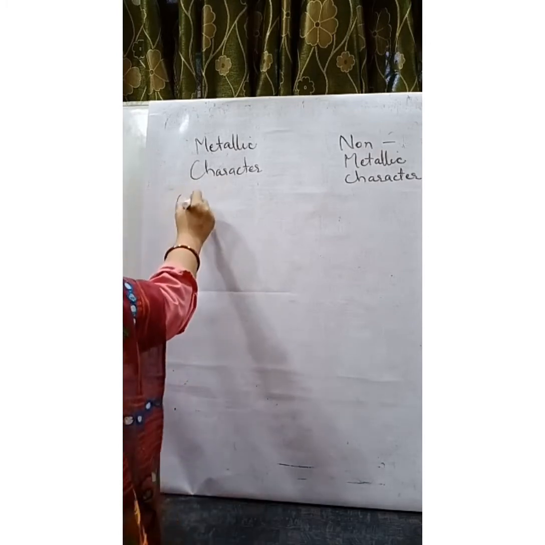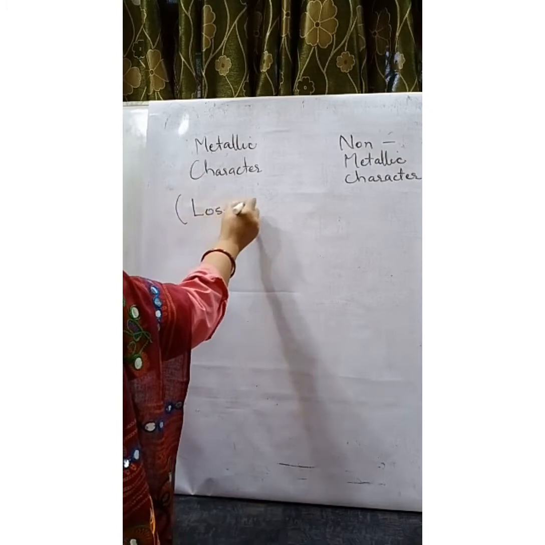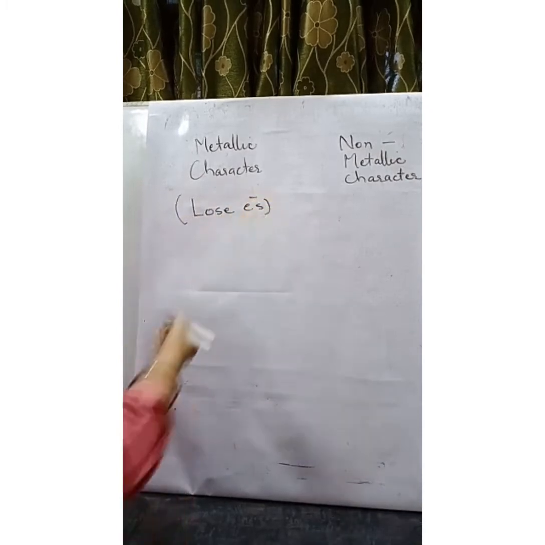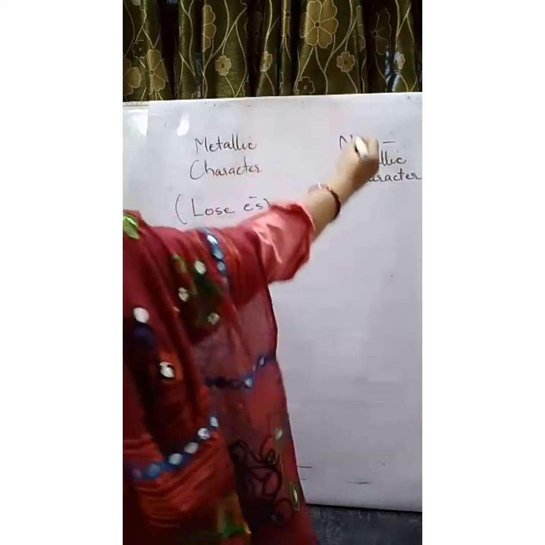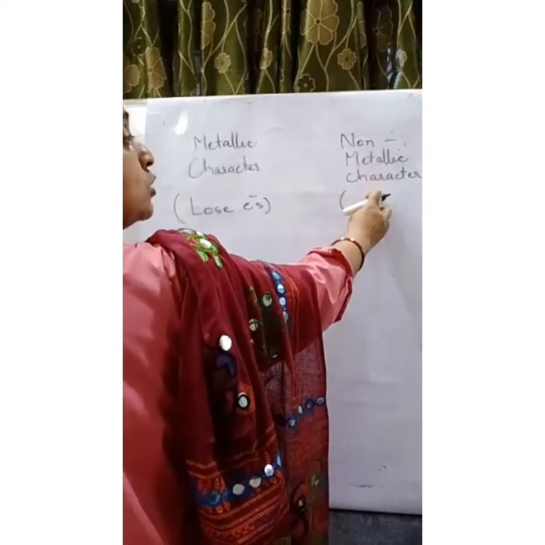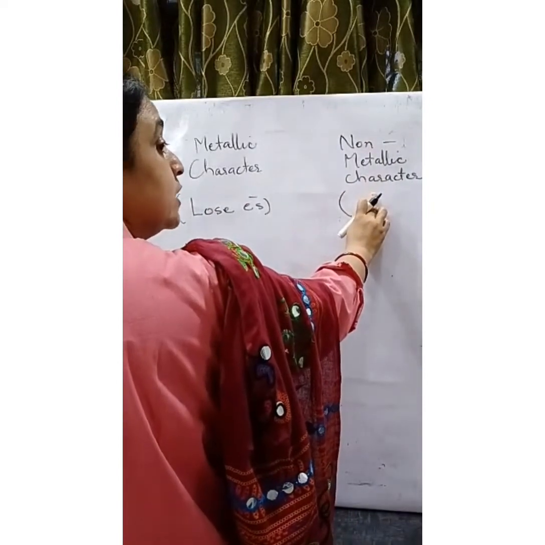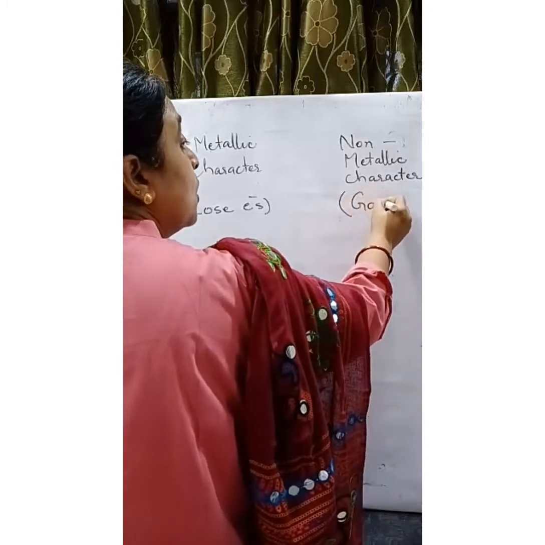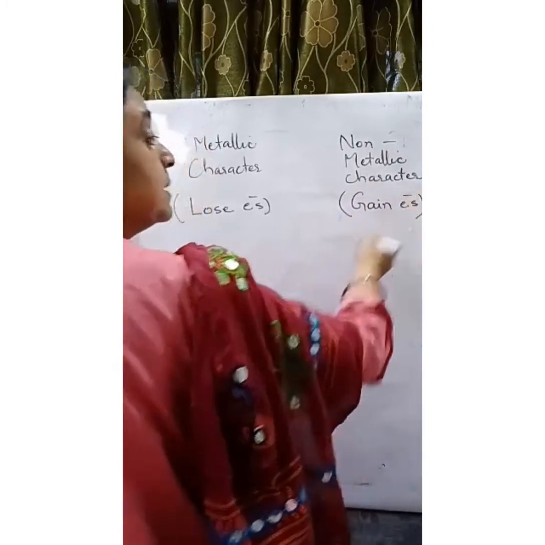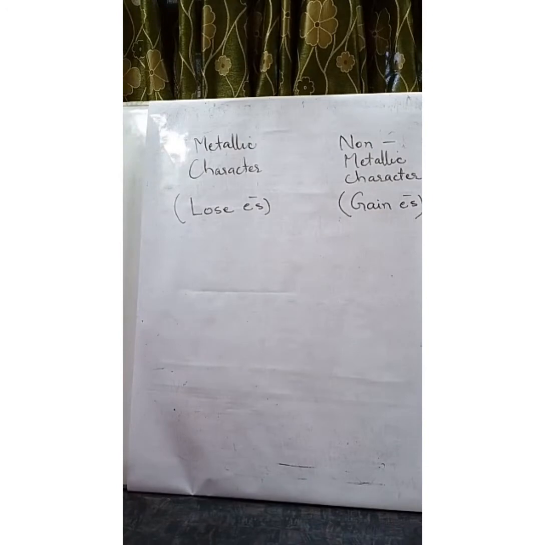And you know that metals have the tendency to lose electrons. So if they are capable of losing electrons, they are exhibiting metallic character. Non-metallic character means tendency to behave like non-metals, and non-metals tend to gain electrons. So non-metallic character means tendency to gain electrons.